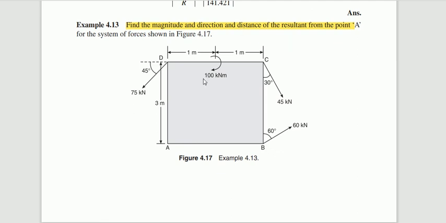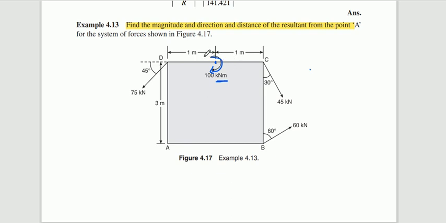Similarly, whatever you have to do, first you have to resolve the forces and take the summation of Fx and Fy clearly. But what is the difference between this and the previous one? You can observe that at this point they have given a moment here. This is not a force. It is 100 kilonewton meter. If you are confused, you can observe the unit. Kilonewton meter means it is a moment.